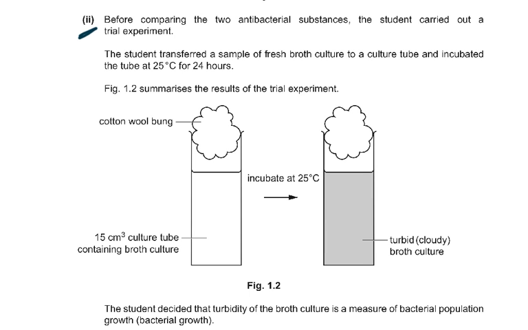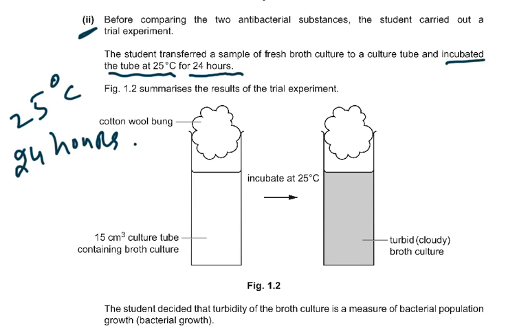Now coming to part 2 of the question, before comparing the two antibacterial substances, the student carried out a trial experiment. The student transferred a sample of fresh broth culture to a culture tube and incubated the tube at 25 degrees for 24 hours. So 25 degrees Celsius, 24 hours, please remember this. Figure 1.2 summarizes the results of the trial experiment. 15 centimeter cube of the broth culture incubated at 25 became cloudy. This, remember, was clear in the beginning. And now it became turbid or cloudy. If you don't know the meaning of the word turbid, then they've explained it to you that it meant cloudy broth culture. So after incubating it, now it has become cloudy.